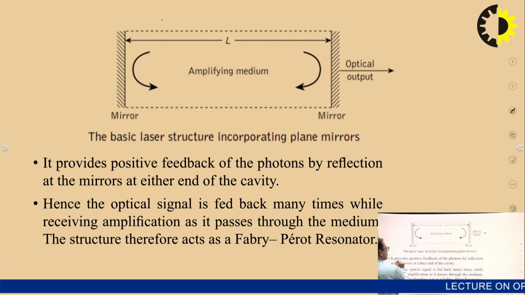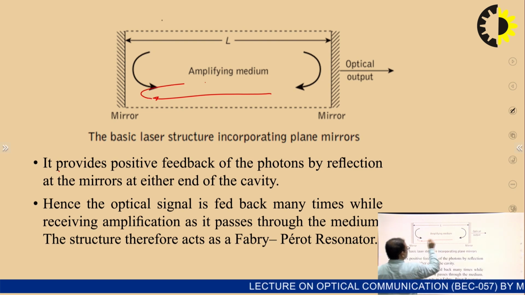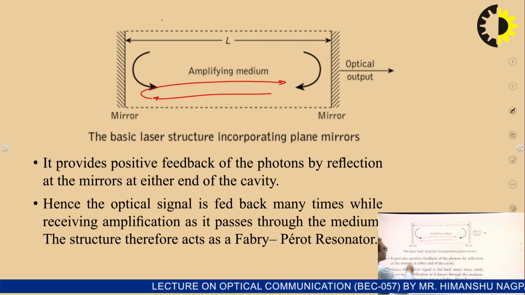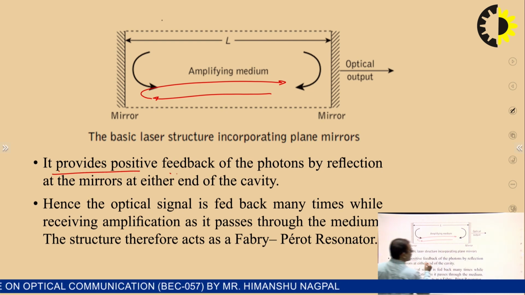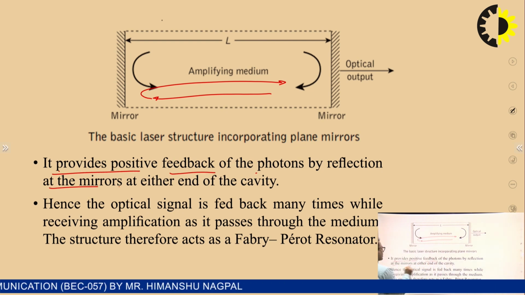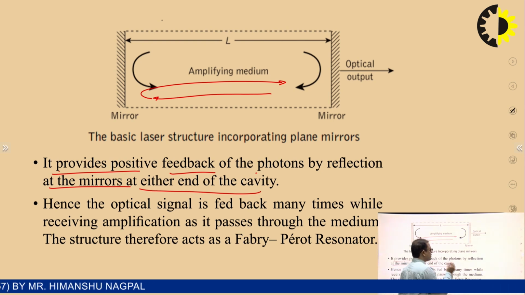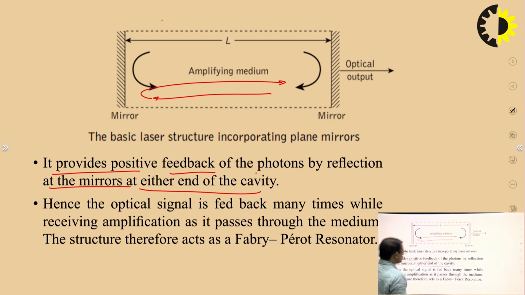When the photon moves in this direction, it gets reflected by the mirror back in the other direction. So it provides positive feedback of the photon by reflection at the mirror at either end of the cavity. The optical photon is fed back many times while receiving amplification, and this structure is known as the Fabry-Perot resonator.